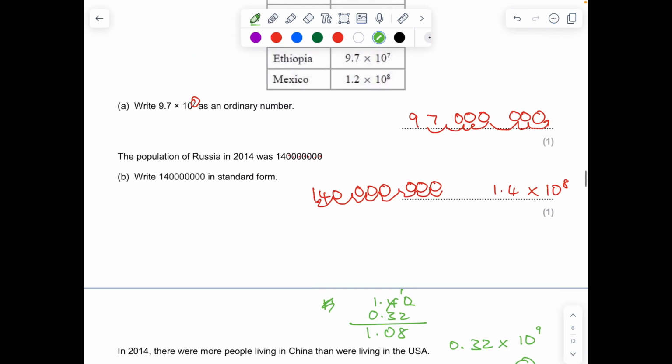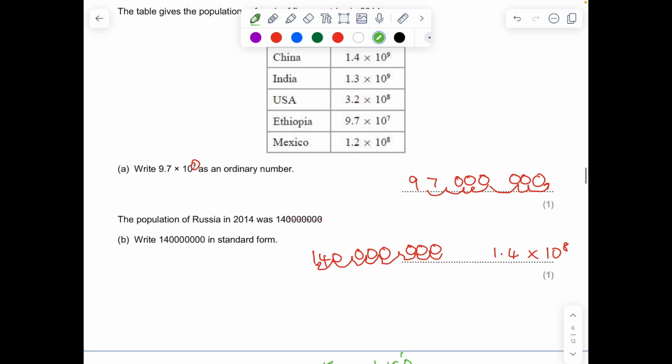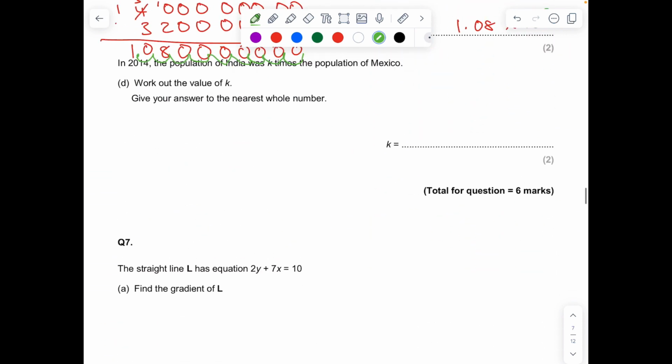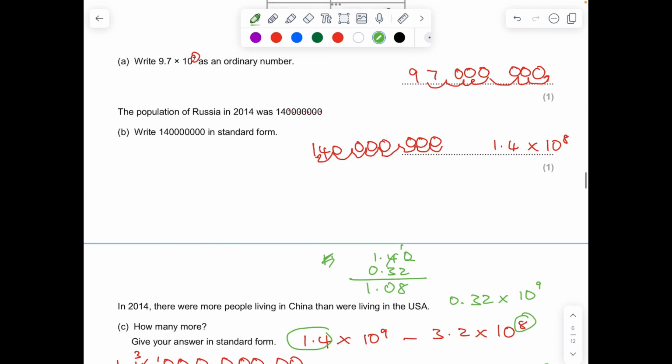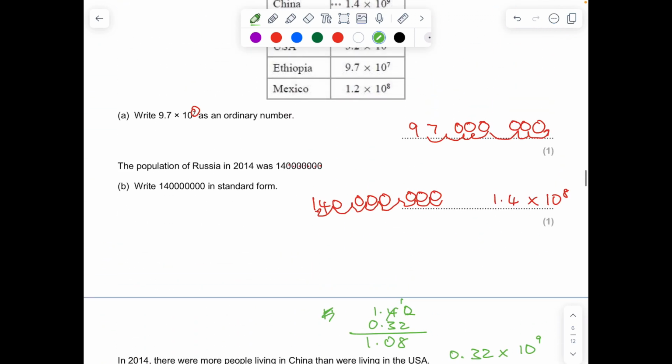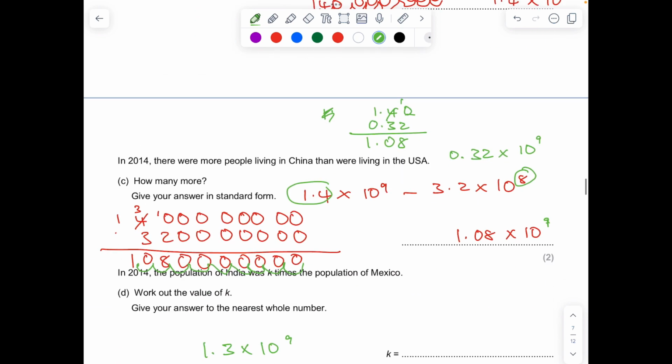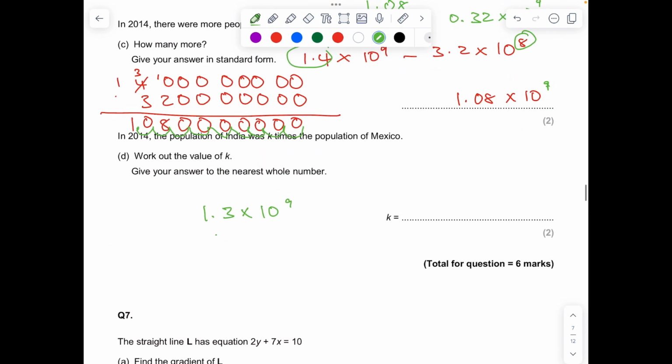We want the population of India, which is 1.3 times 10 to the power of 9. And we want the population of Mexico, 1.2 times 10 to the power of 8. And we're going to do a division. Okay, so this is, I say, nice and easy.